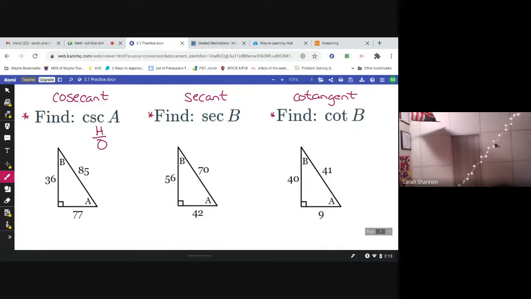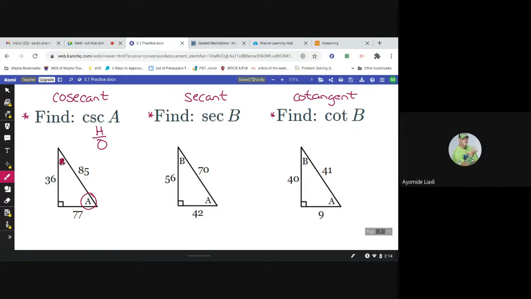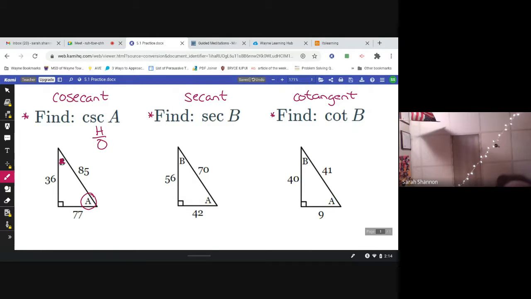All right, so let's get started. Cosecant of A, which means A is going to be our angle. Ayamide, I know you the most out of everybody here, so I'm going to pick on you a little bit. Ayamide, which side would be the opposite of the A? 36. Yes, good work. That's the opposite. Nice job.